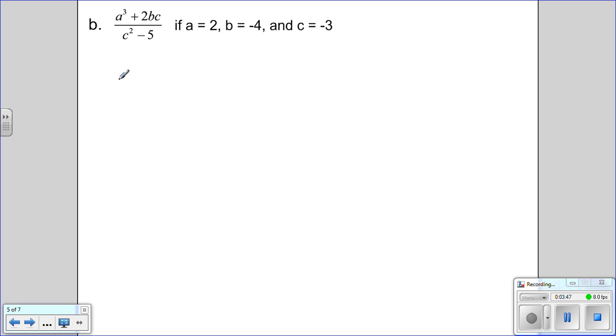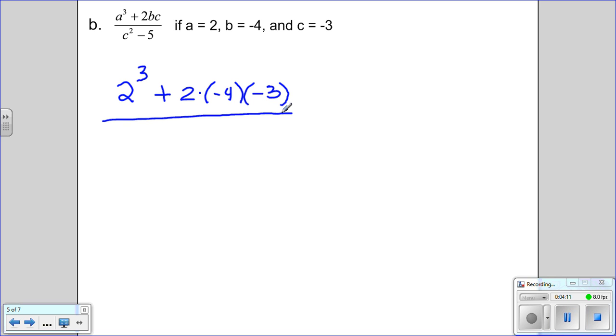Okay, so I'm going to start with the numerator. A is 2, so I've got 2 to the power of 3 plus 2 times b is -4 and c is -3. These are all being multiplied together. Divided by c squared minus 5. Okay, c is -3. It's very important that we put the negative values in parentheses. This is -3 squared, so it means -3 times -3. And then we're going to subtract 5.